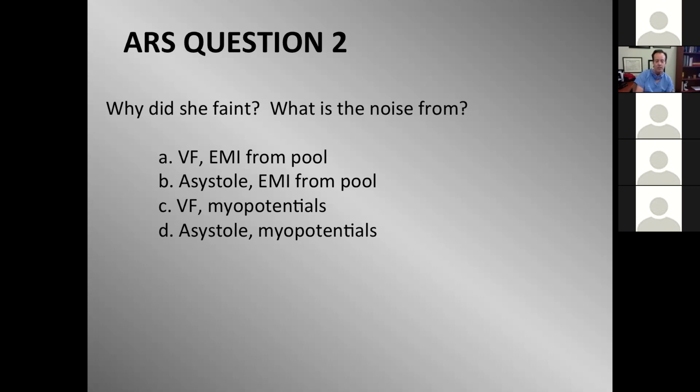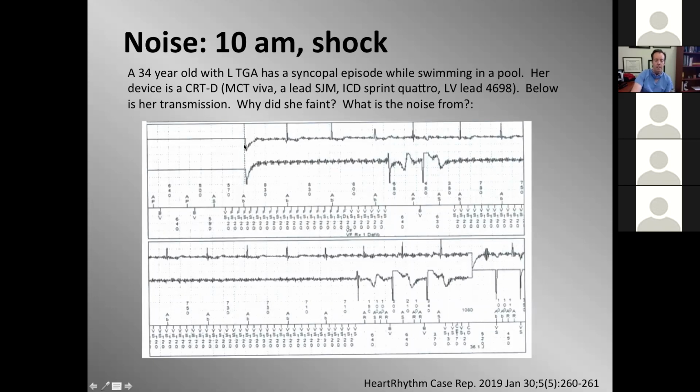The correct answer is the patient fainted from asystole, and the noise is not myopotentials, but EMI from the pool. So let's go over this. We have noise on two leads. So this is the A and V. Here are the channel markers. The patient inappropriately detects the noise on the ventricular channel, inhibiting pacing, which causes a long run of asystole. This is the cause of faint. So the cause of the faint is asystole, not true VF, right? This is not true VF.